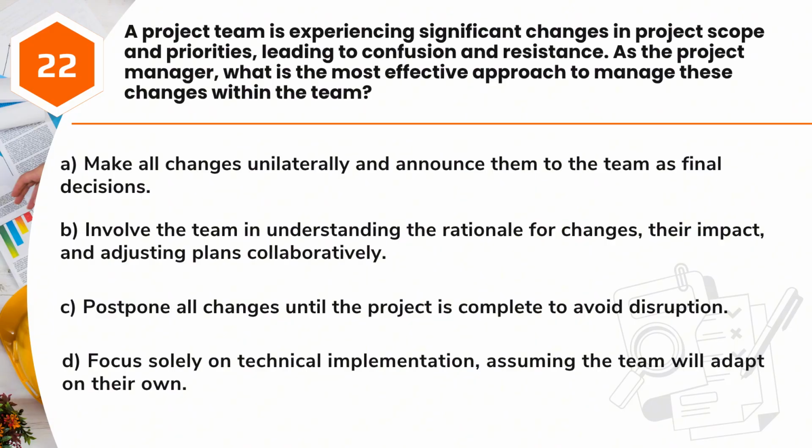Question 22. A project team is experiencing significant changes in project scope and priorities, leading to confusion and resistance. As the project manager, what is the most effective approach to manage these changes within the team? A. Make all changes unilaterally and announce them to the team as final decisions. B. Involve the team in understanding the rationale for changes, their impact, and adjusting plans collaboratively.